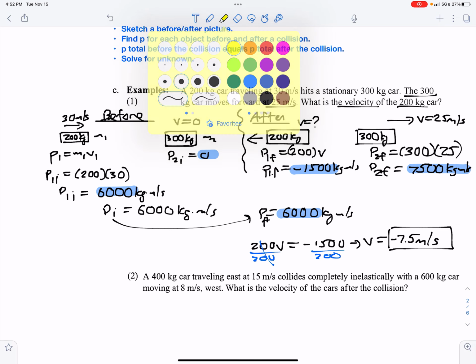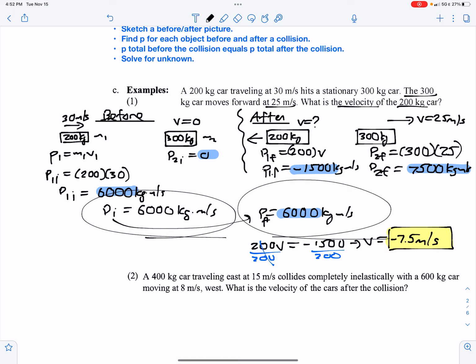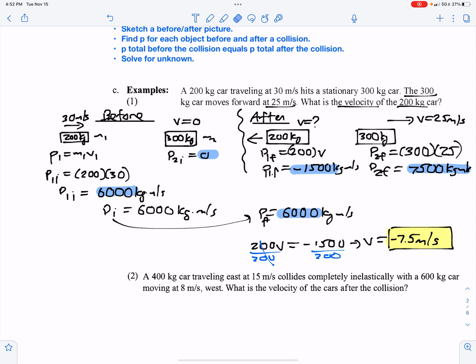So again, conservation of momentum is a bunch of mass times velocity calculations, but we have to make sure that the total momentum before gets set equal to the total momentum after as we're doing the problem.